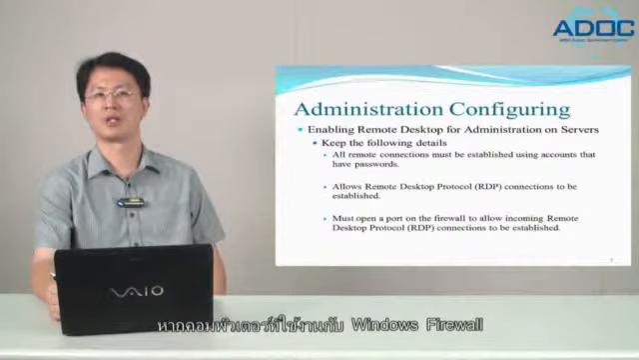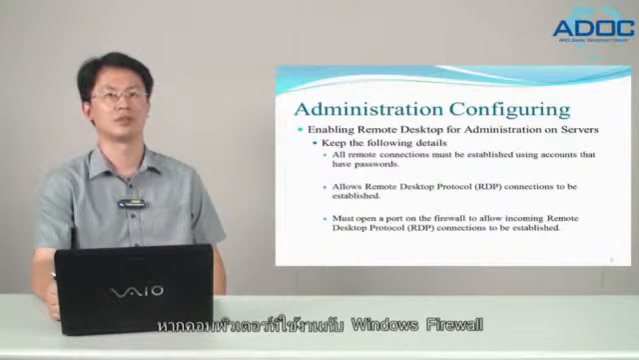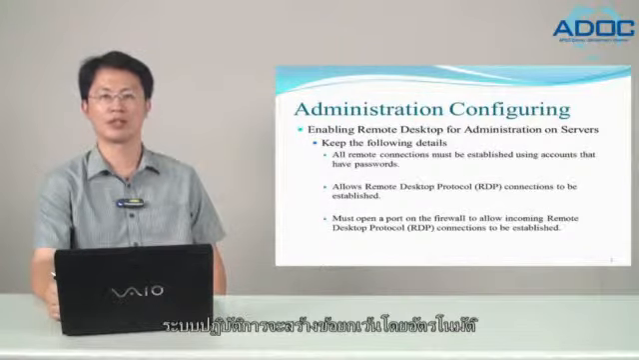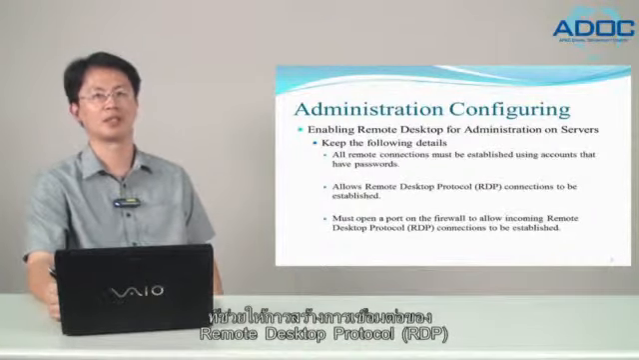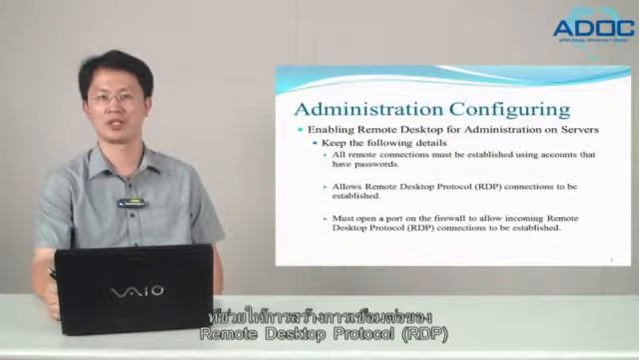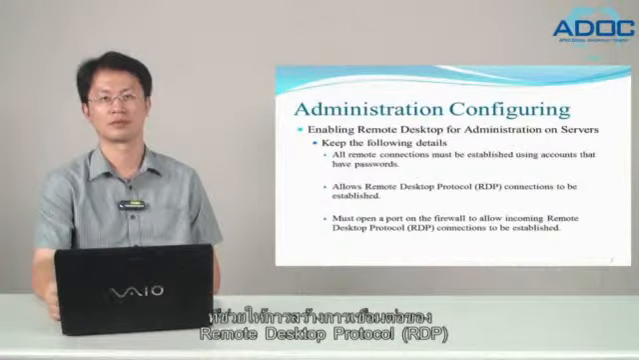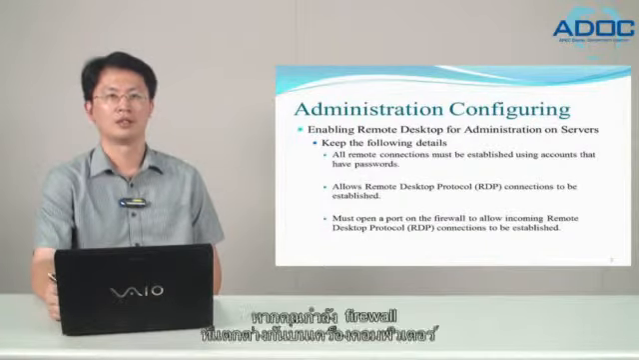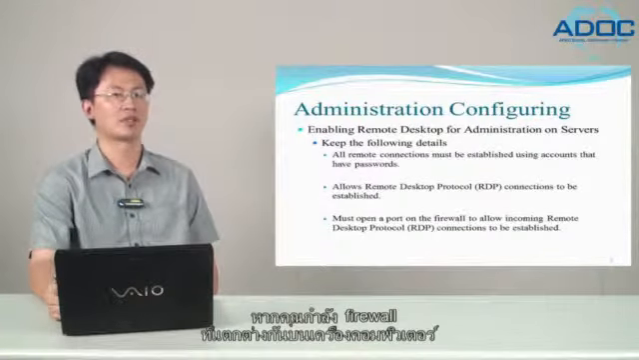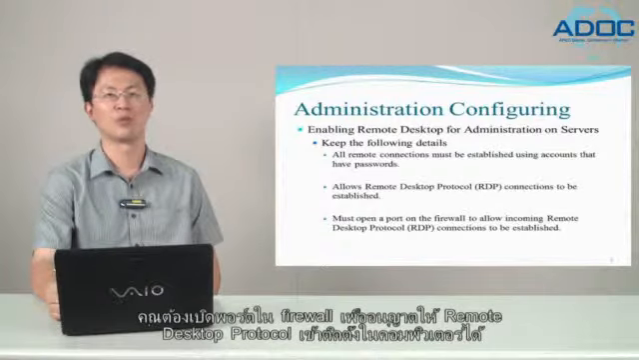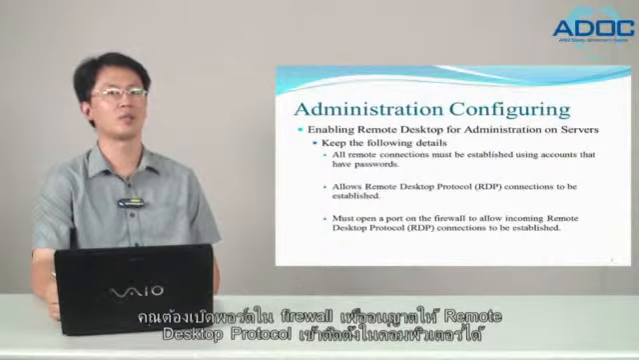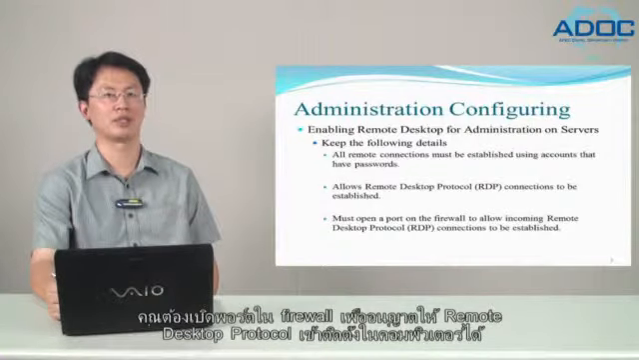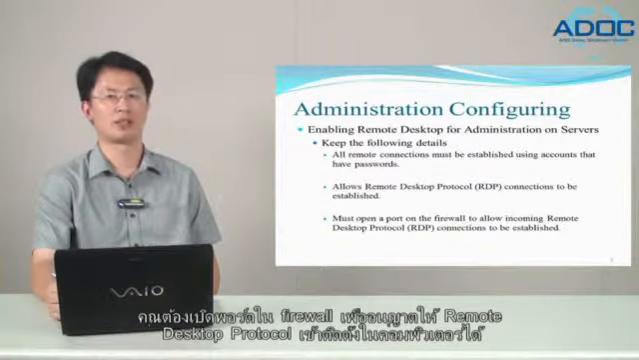If the computer is running Windows firewall, the operating system automatically creates an exception that allows remote desktop protocol (RDP) connections to be established. If you are running a different firewall on the computers, you must open the port on the firewall to allow incoming remote desktop protocol (RDP) connections to be established.